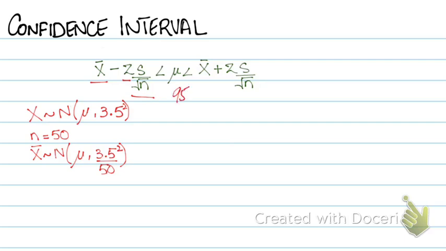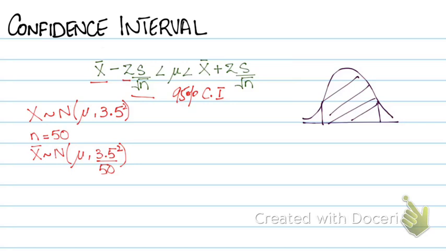Okay, so now let's say I have to find a 95% confidence interval for my population mean. So a 95% confidence interval means that this is where my population mean lies, right? And this entire area is 0.95. So this is the z value I need to find.